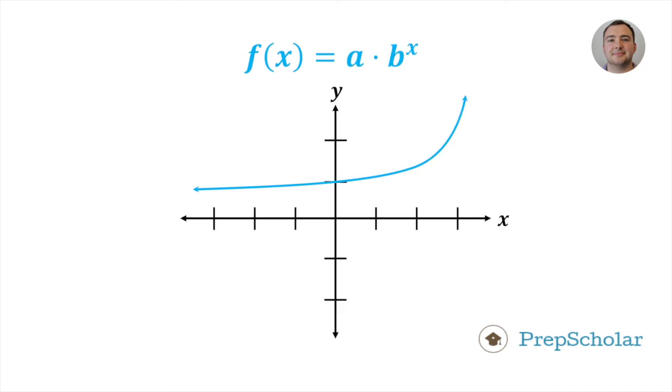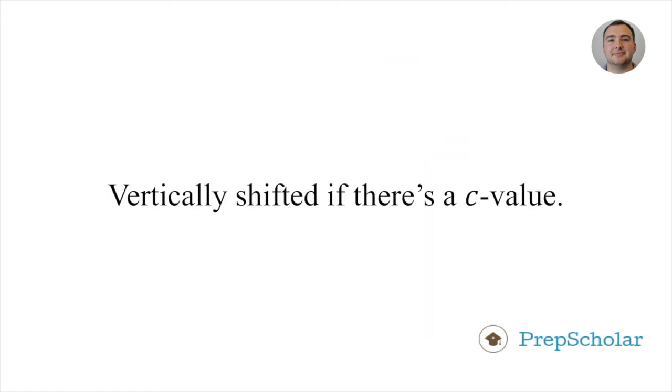Every exponential function we're dealing with shares one other common trait. It passes through the point 0, a. In other words, when x equals 0, the y value of the function will be a, our starting point. This point will be shifted vertically if we are dealing with a c value in our equation. Instead of being at 0, a, the point will be at 0, a plus c.